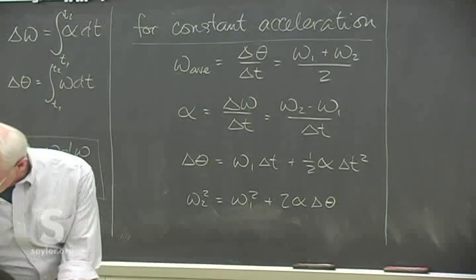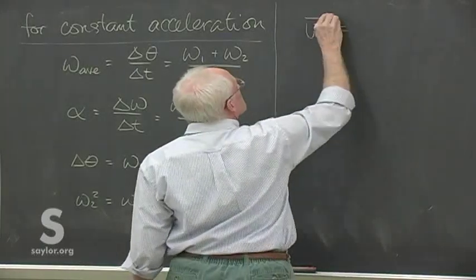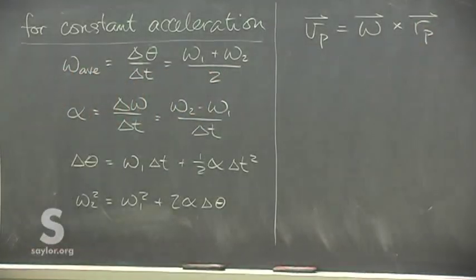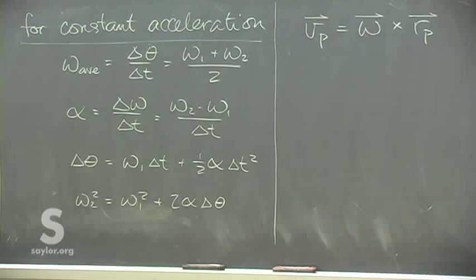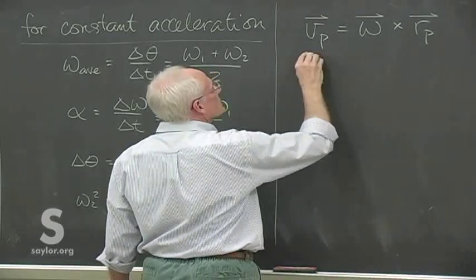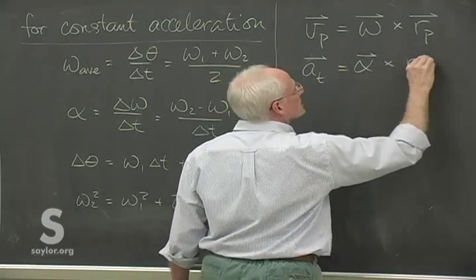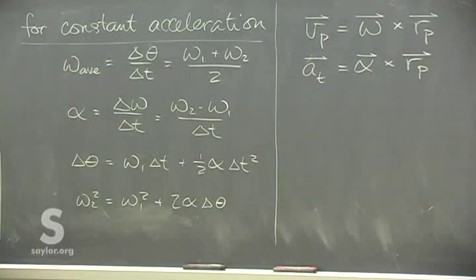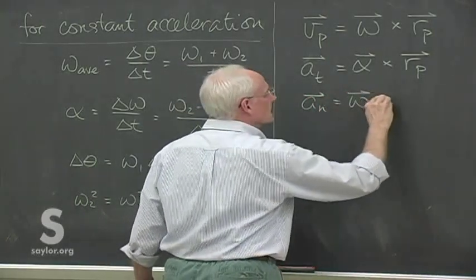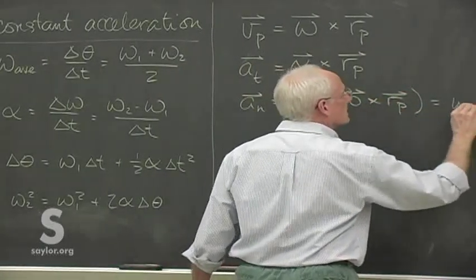We will have the additional parts, though, that I've already given you. The translational velocity of a point is the cross product of the two vectors defining its motion, and the tangential acceleration of some point is also a cross product, and the normal is yet a third cross product. But it comes in two flavors.